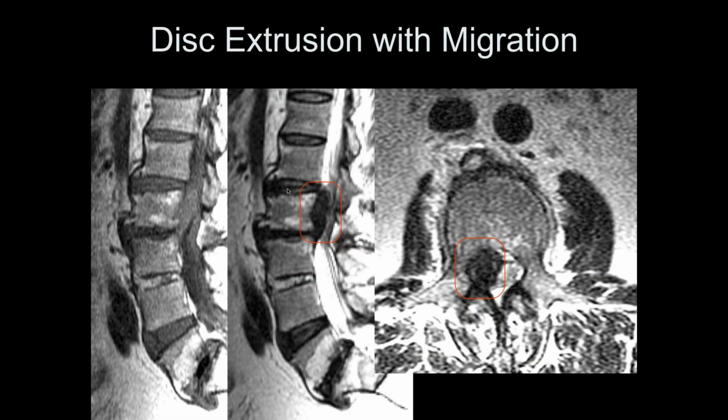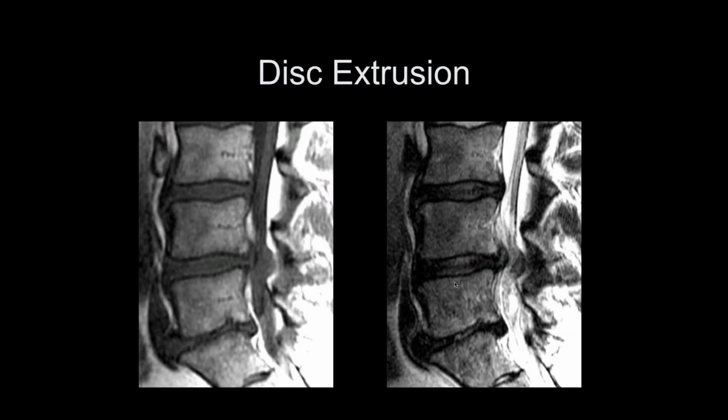And then here's just an example of an extruded disc migrating superiorly all the way up to the disc base above it. And we can see the marked mass effect it has upon the neural canal and the shifting of the nerve roots to the opposite side. And this will also stretch and compress the nerve roots on the ipsilateral side in this case. So that's a disc extrusion.